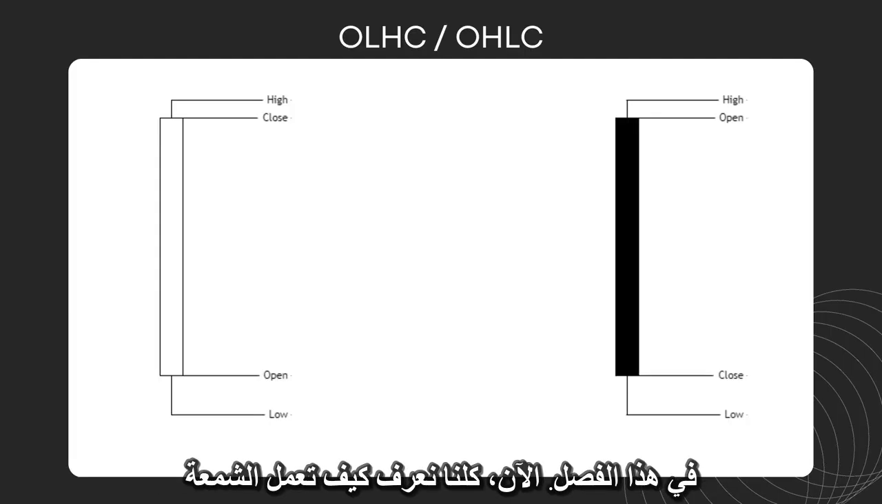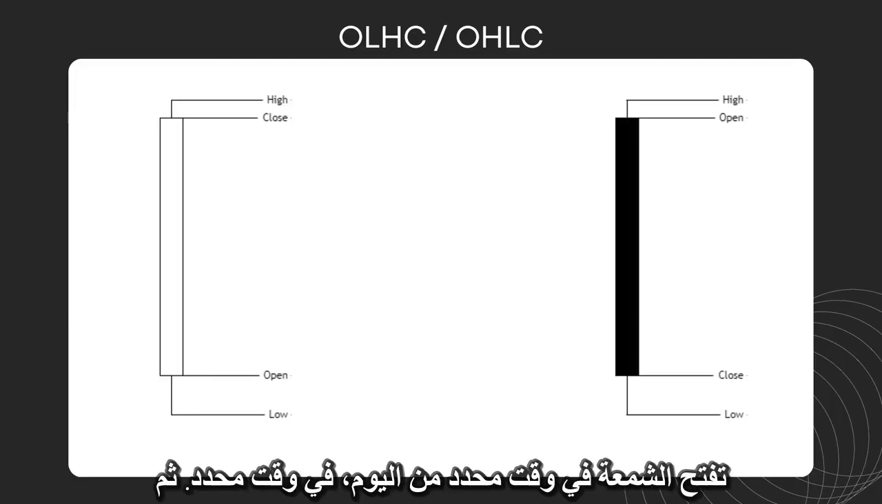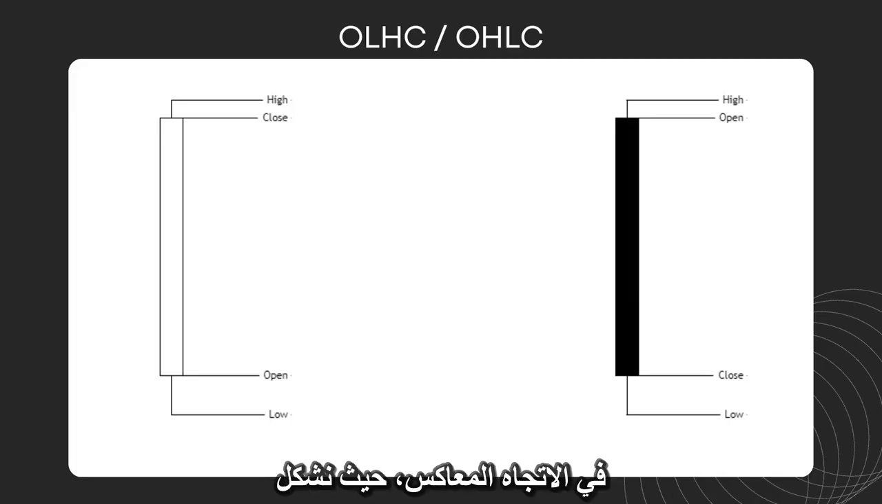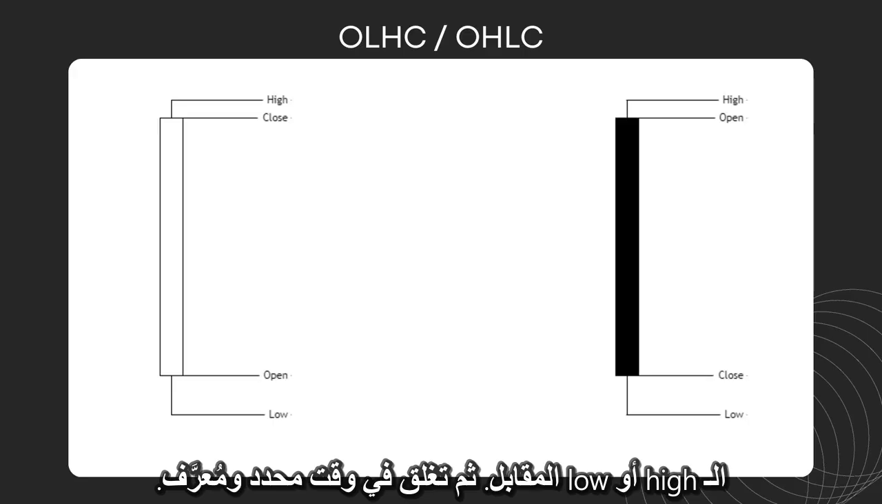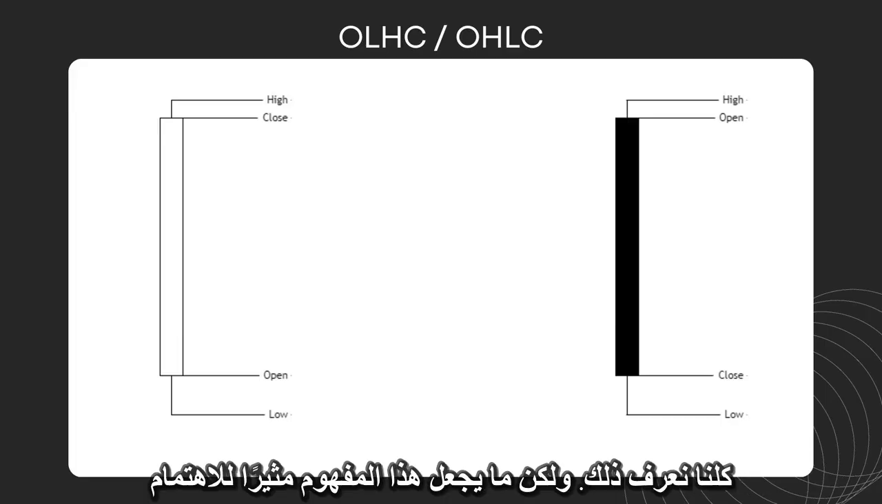Now, we all know how a candle works and how it forms, right? First, we've got the open of the candle, where the candle opens at a specific, definite time of the day. And then after that, either we form a high or a low. And then after that, we expand in the opposite direction, in which we form the opposing high or low, right? And then it closes at a definite and specific time. That's what a candle is, right? That's basically how a candle forms in a nutshell. We all know that, right?